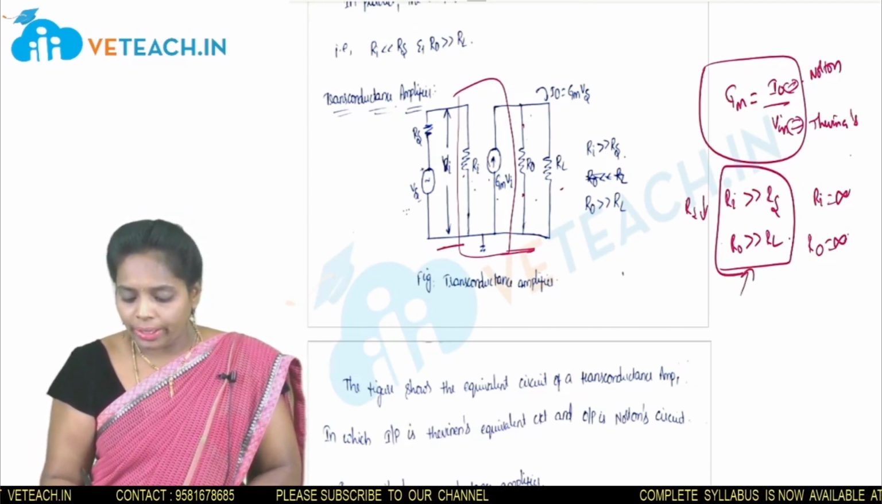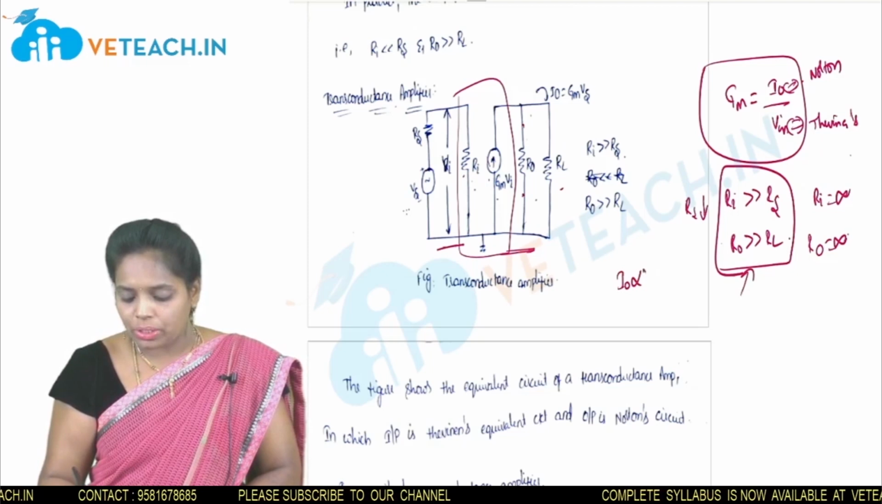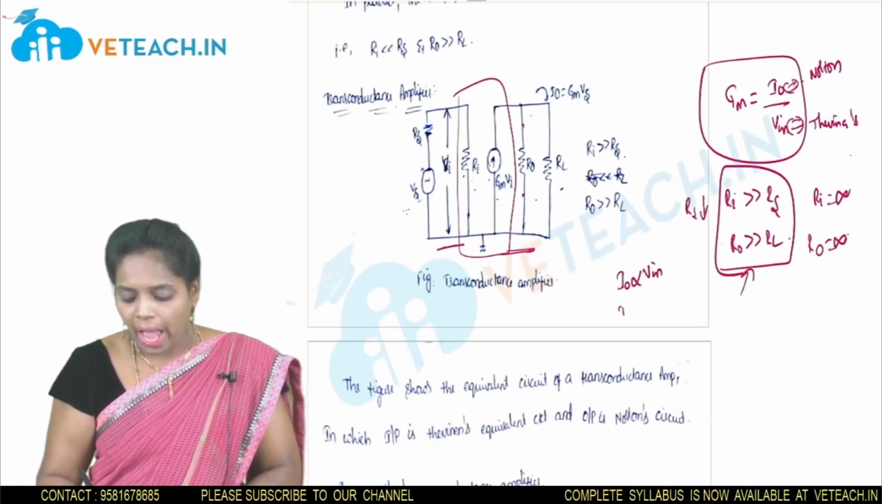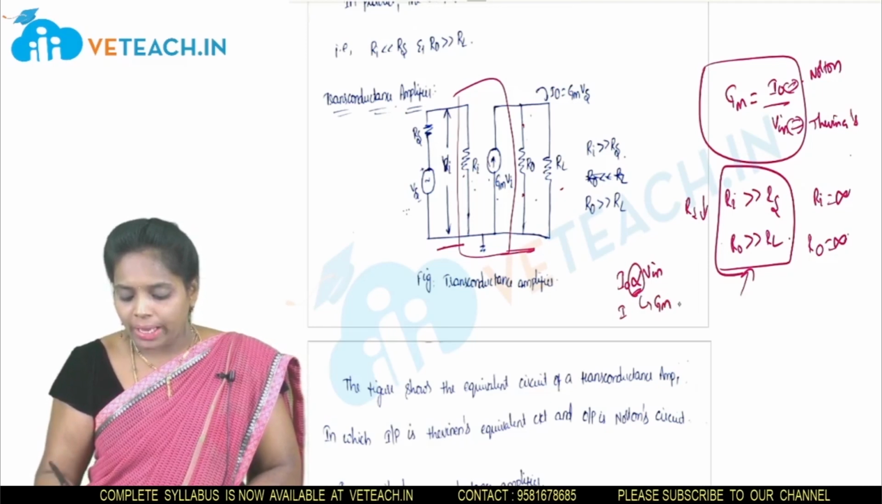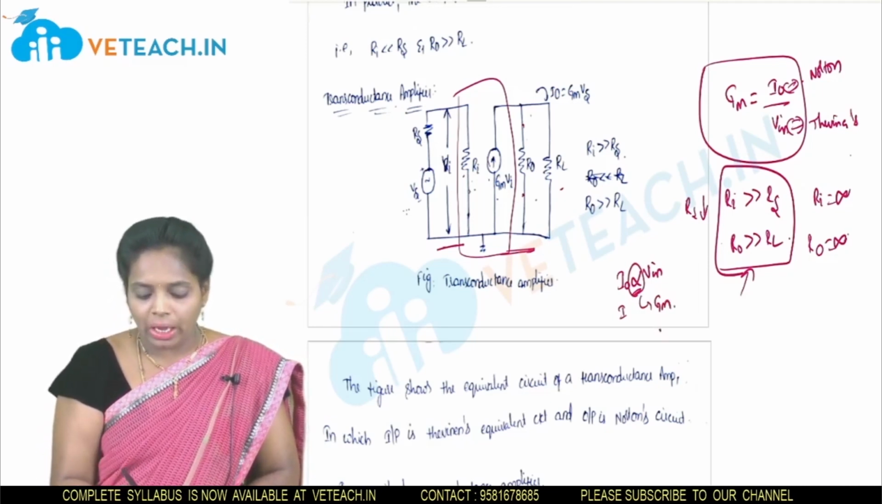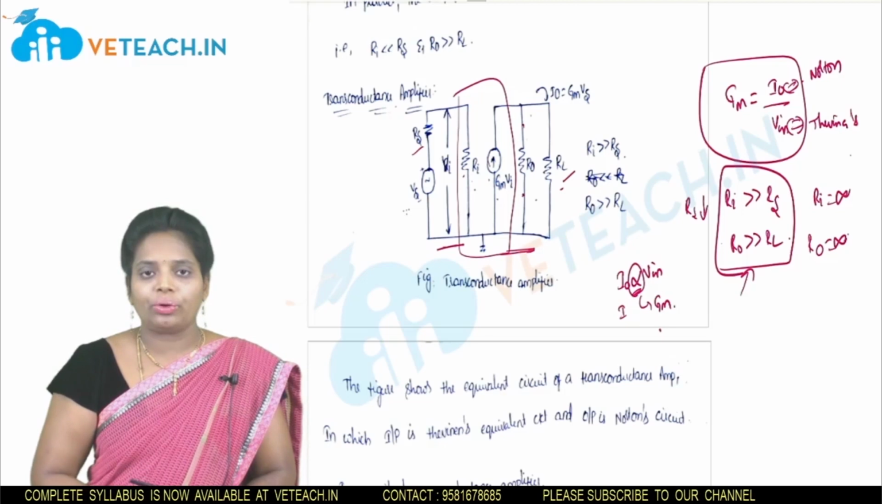Here the output current is directly proportional to the input voltage, and this proportionality constant is Gm, which must be independent of the source resistance and the load resistance.